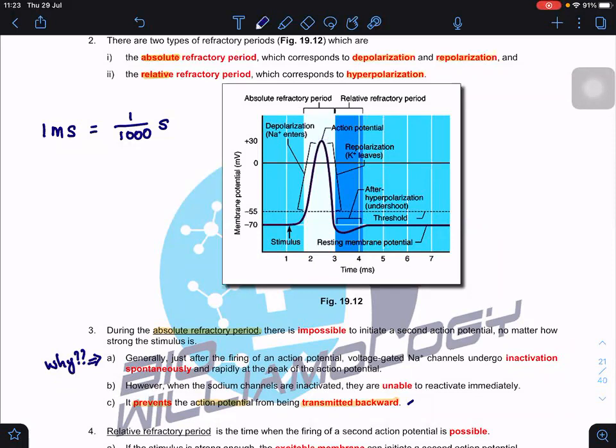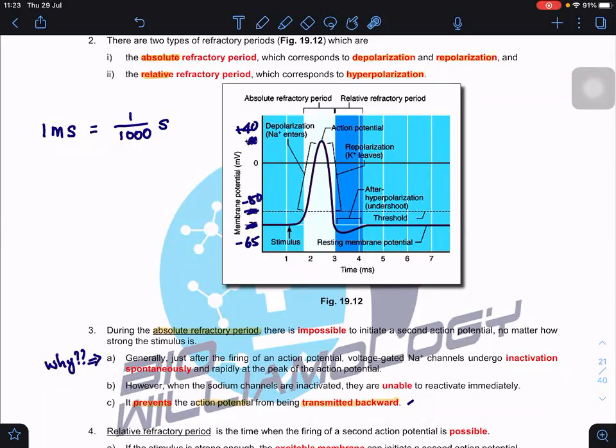Okay, change the diagram here. We have to match it with our syllabus, but it doesn't mean that the diagram is wrong. But now you can see that, as I said, no matter how strong the stimulus is, it is always maximum at positive 40. That's all. Are you clear?